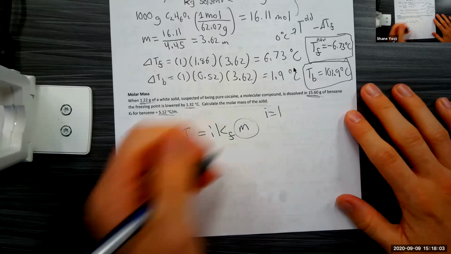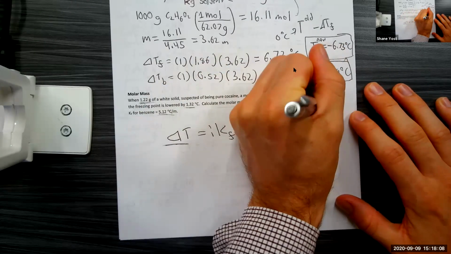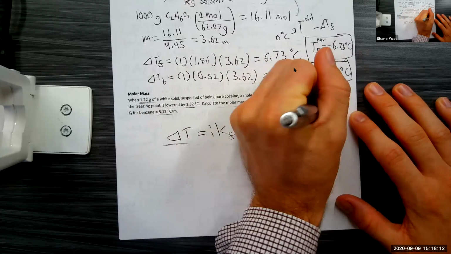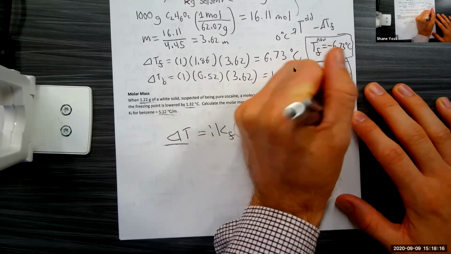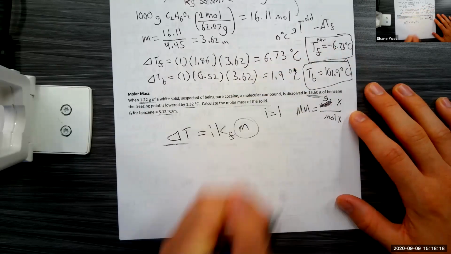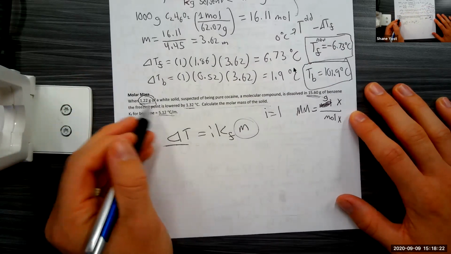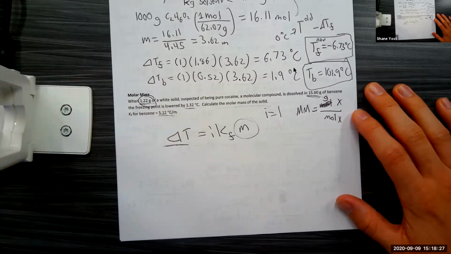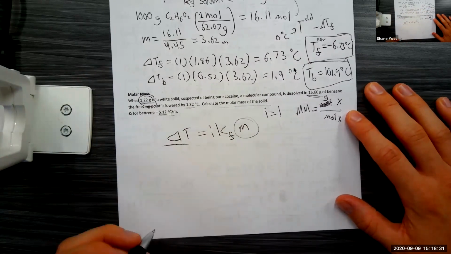So again, what I want to find is the molar mass, which is the grams of X over the moles of X, my compound. I'm told in the problem the mass of X that I have, but I don't know how many moles are in that mass. And I use the rest of the information in the problem to find the number of moles.